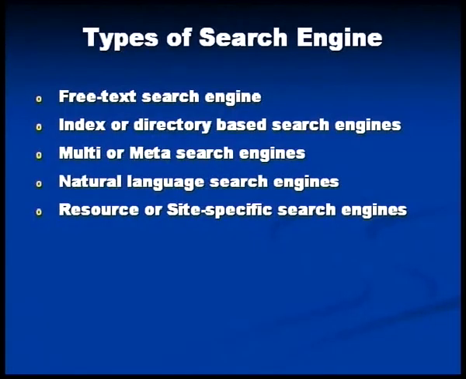Multi-search engines are useful if you want to try and obtain a comprehensive listing of websites that cover a particular subject. Individual search engines may not be fully comprehensive, and one may index sites that another has missed, and vice versa. The fourth one is natural language search engine.